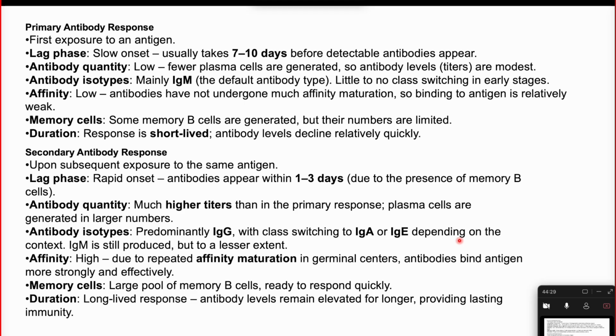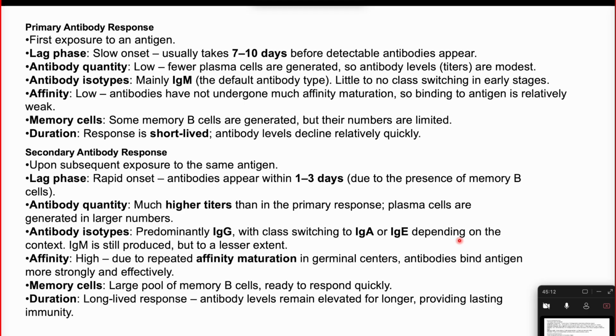What about affinity? Affinity is also low, so antibodies have not undergone much affinity maturation, and binding to antigen is relatively weak. This is the initial time, so the body is still adapting to the newly found antigen, but it will do whatever is required to control the spread of the infection. Some memory cells are generated but their numbers are limited. The duration of the primary antibody response is short lived; antibody levels decline relatively quickly.